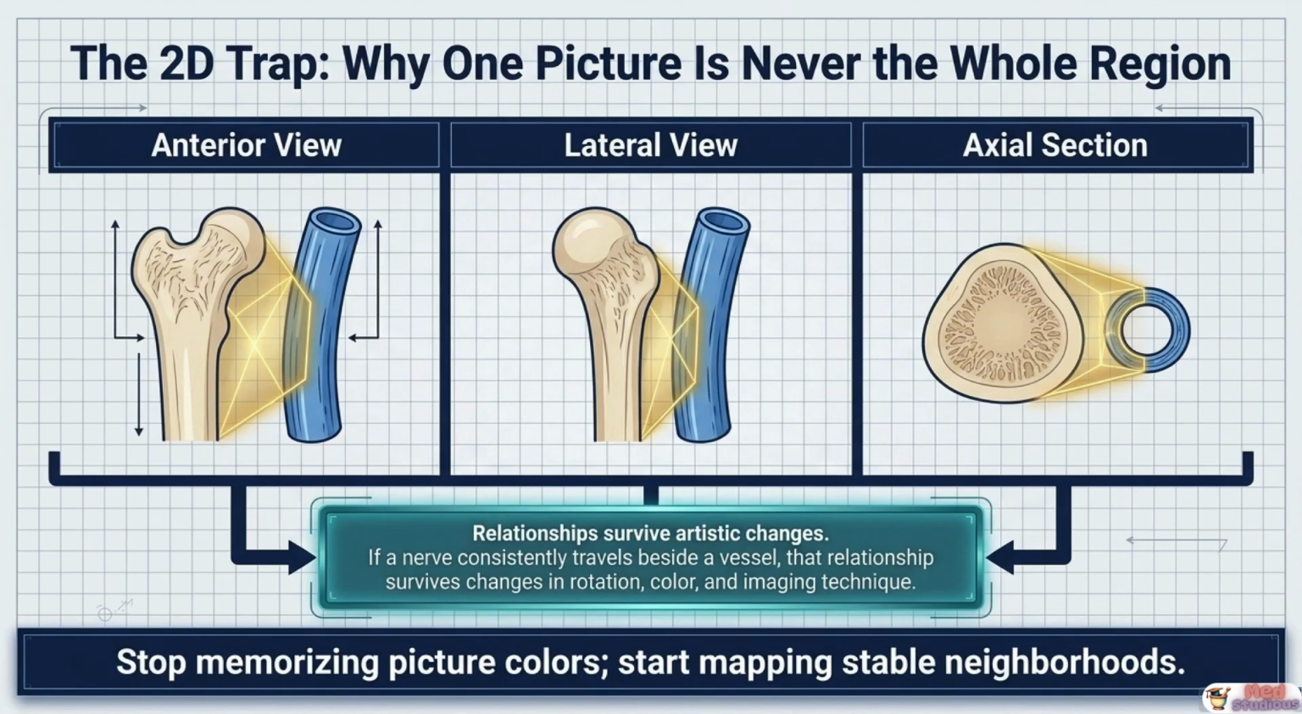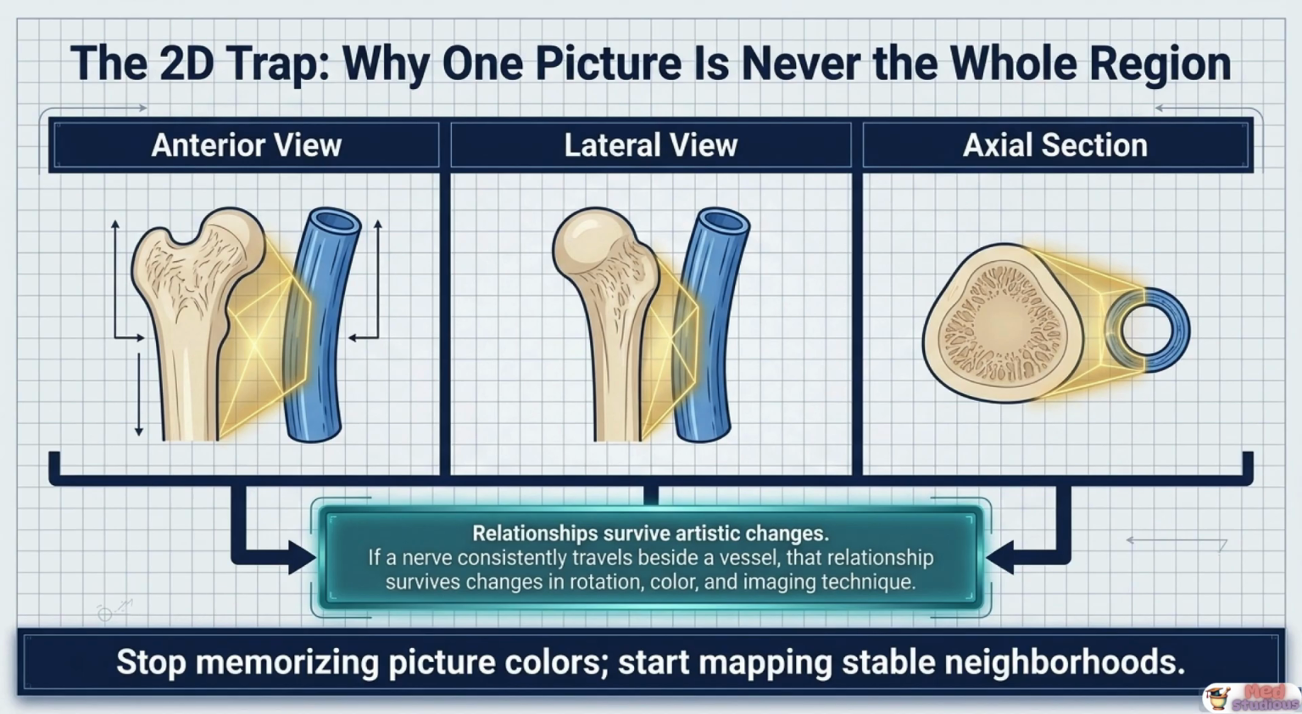Here is one of the most important early lessons in anatomy. One picture is never the whole structure. A bone or organ can look dramatically different from the front, from the side, and in cross-section. If you memorize only one drawing, your recognition becomes view-dependent. Instead, ask what stays true when the view changes. Which landmark is still present? Which structure stays next to another? What boundary is still crossed? Those invariant relationships are much more useful than remembering the exact color or shape of one illustration.